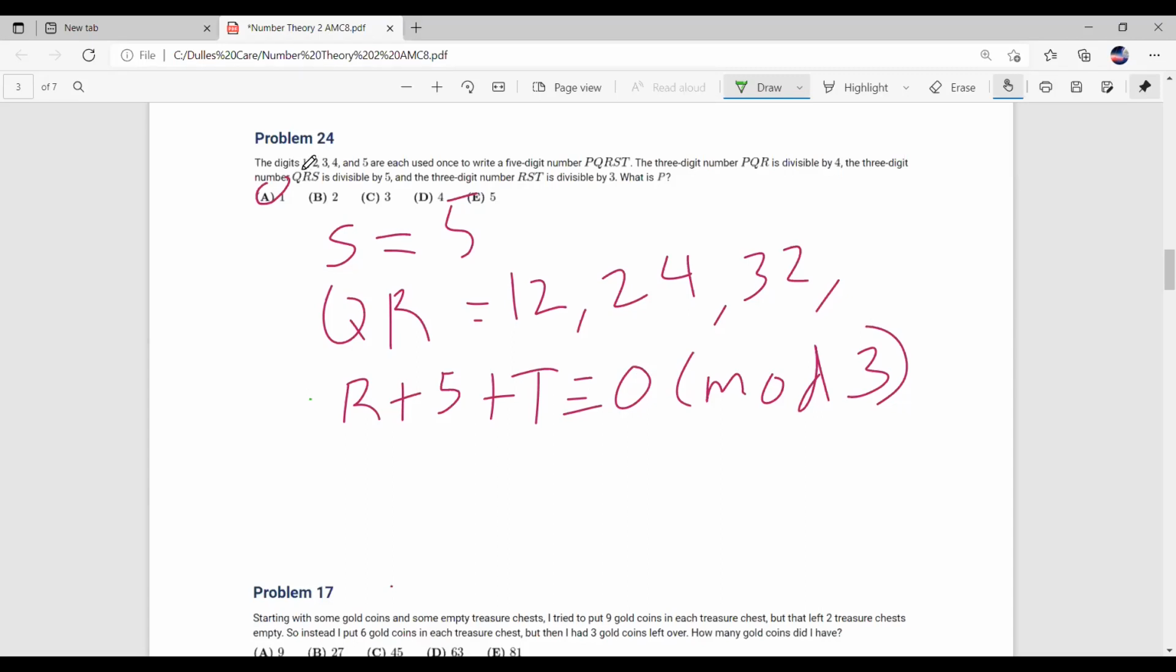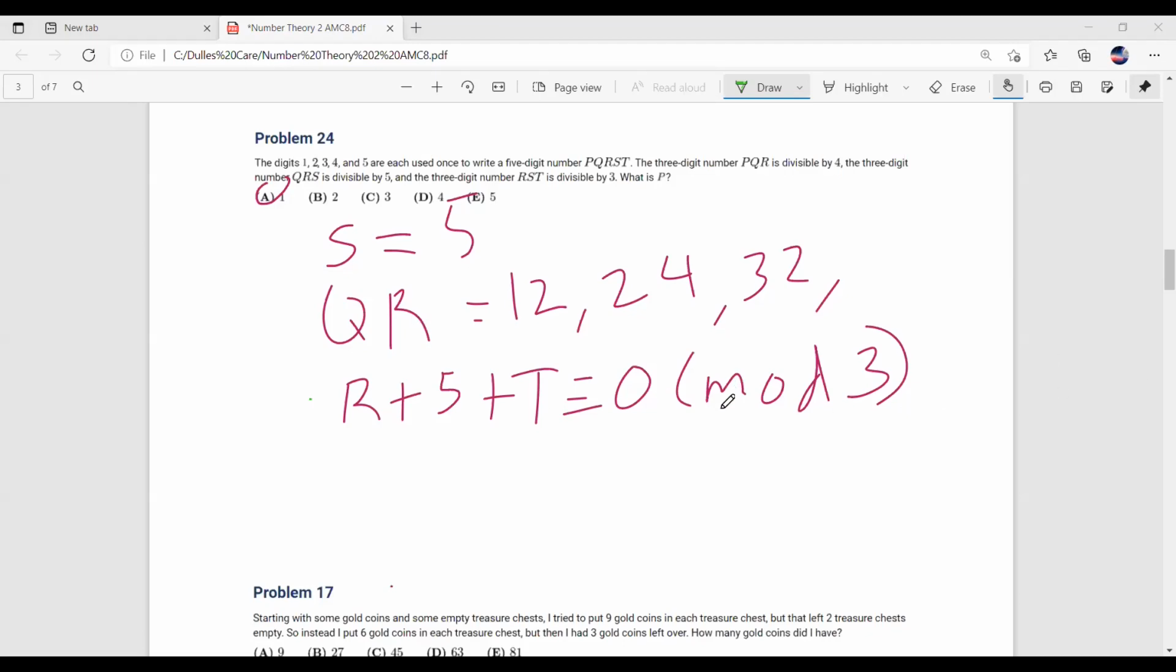We're only given that R and T can be the same number. We're given that in the first part, the digits are used once each. Yeah, 12 can be divisible by 3. That's the point, right? That's why I'm using 12 as a possible multiple.